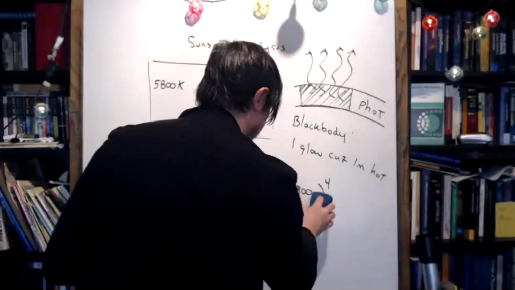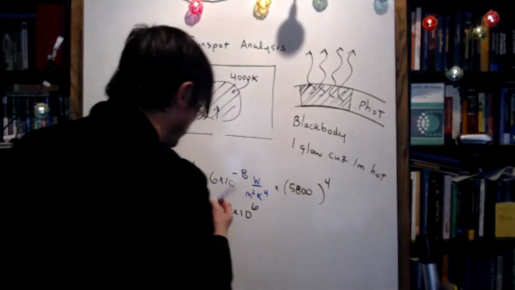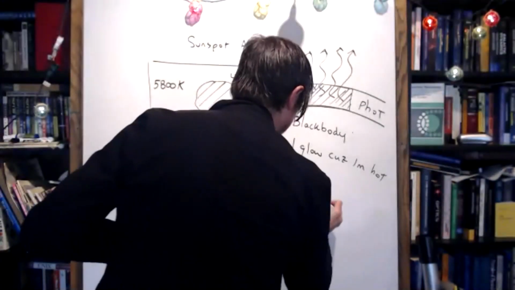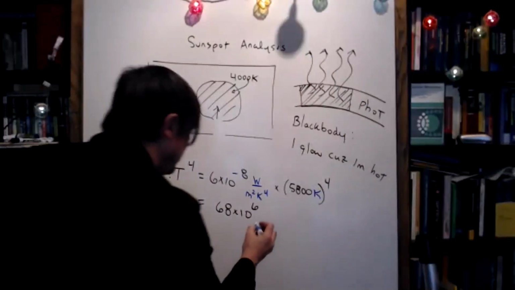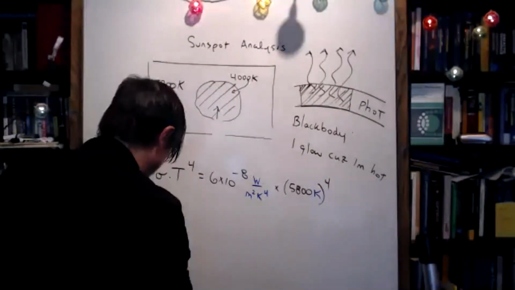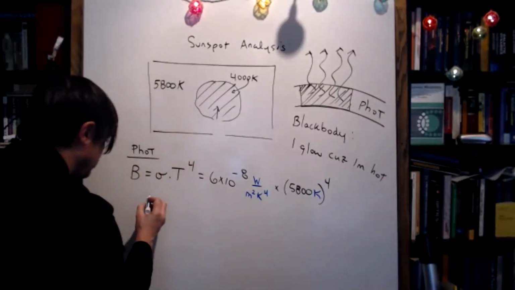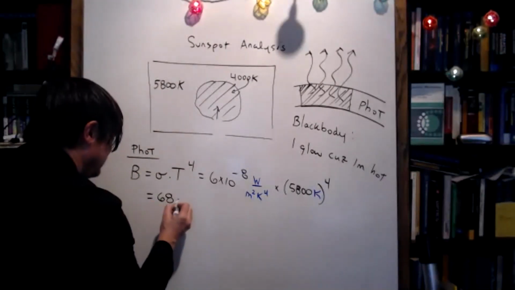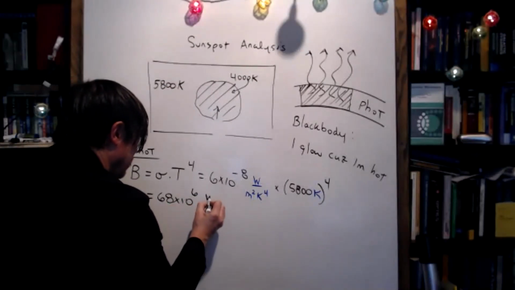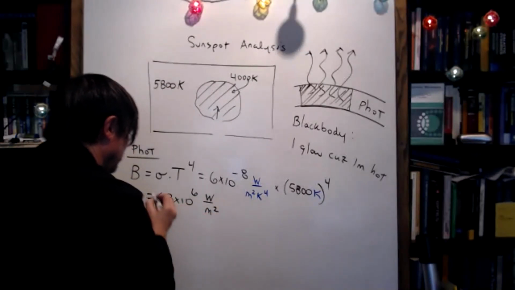Watts over meter squared. That's right. Sorry, I didn't put these units in blue. I got screwed up there. So 60... I don't like how smushy this is here. So for the photosphere, you got 68 million watts per meter squared.